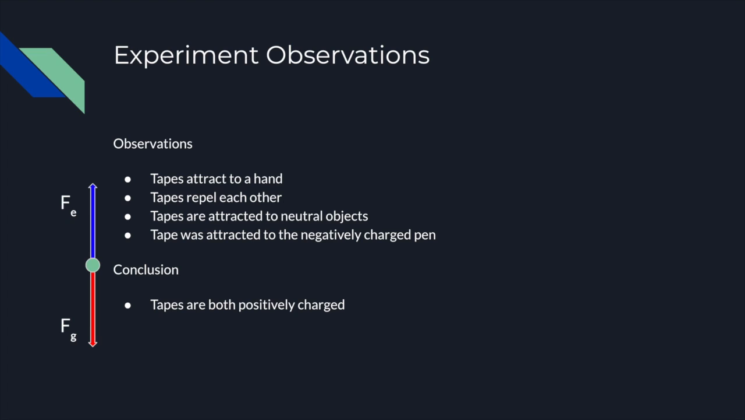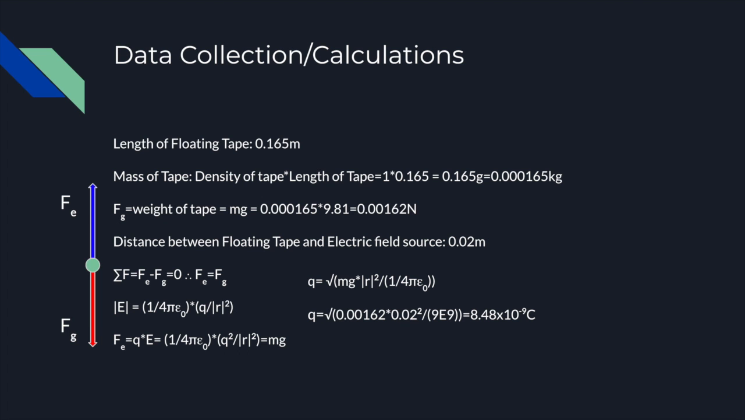While conducting this experiment, I observed that the tapes were attracted to my hand, and because both tapes were attracted to my hand, it makes sense that they would repel each other. And when testing this came out to be true. The tapes were also attracted to neutral objects, which I believe is due to the polarization of the neutral objects. The tapes were also attracted to a negatively charged pen, and through this, I can safely conclude that the tapes are both positively charged.